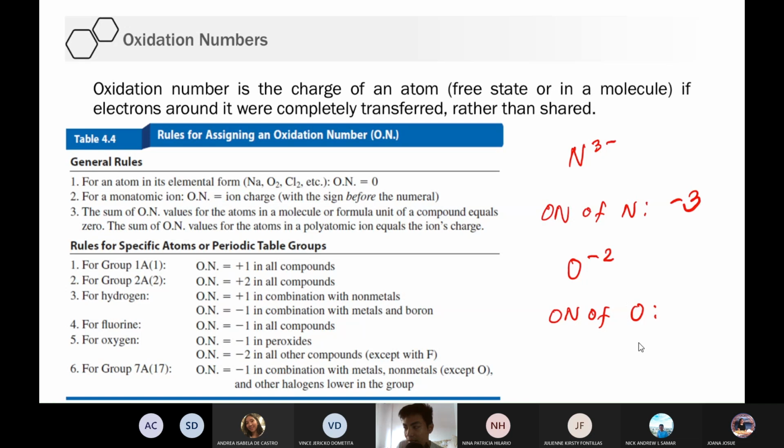How about oxide ion? This is 2, but negative. You carry the negative sign. So, it is -2. Okay? So, ganun lang. Parang ang dali lang, no?